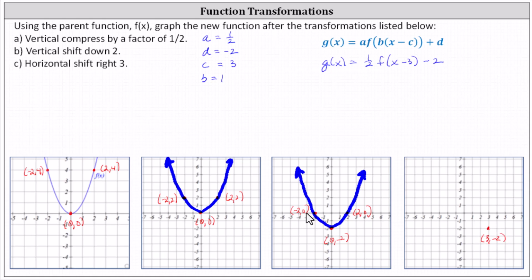For the point negative 2, 0, because negative 2 plus 3 is 1, we have 1, 0. And because 2 plus 3 is 5, the point on the right is now 5, 0. And now we can make a nice graph of the transformed parabola, which we'll call g of x.